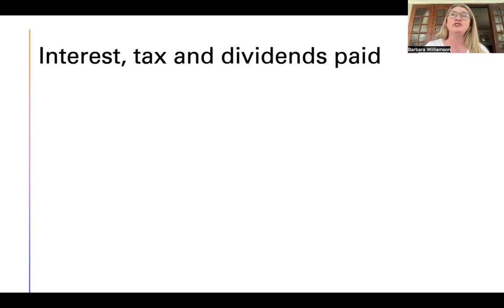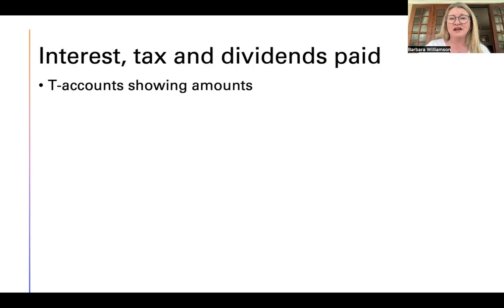However, then we also need to show the interest, the tax, and the dividends on the face of the cash flow statement rather than just somewhere else in a note, because this is what the stakeholders are going to be interested in. The lenders want to know about the interest, the SARS would want to know about tax, and the shareholders would want to know about the dividends. And so we show on the face of the cash flow statement these items, but we don't show the amounts for the year. We look at only the actual amounts paid. In other words, the bank figures.